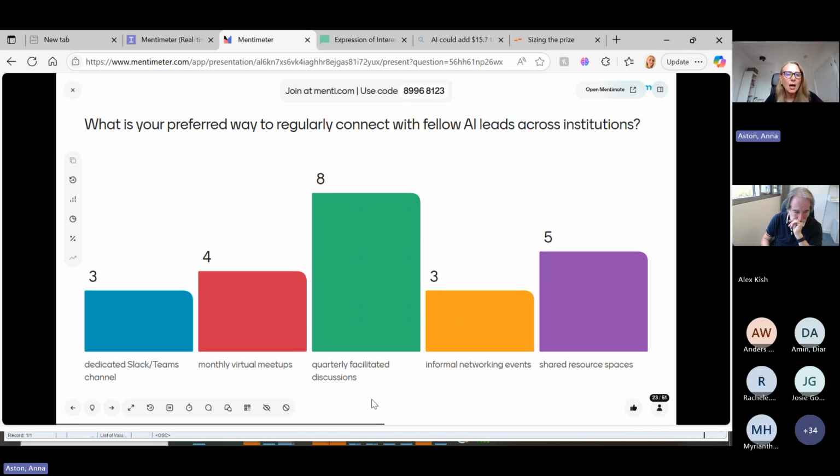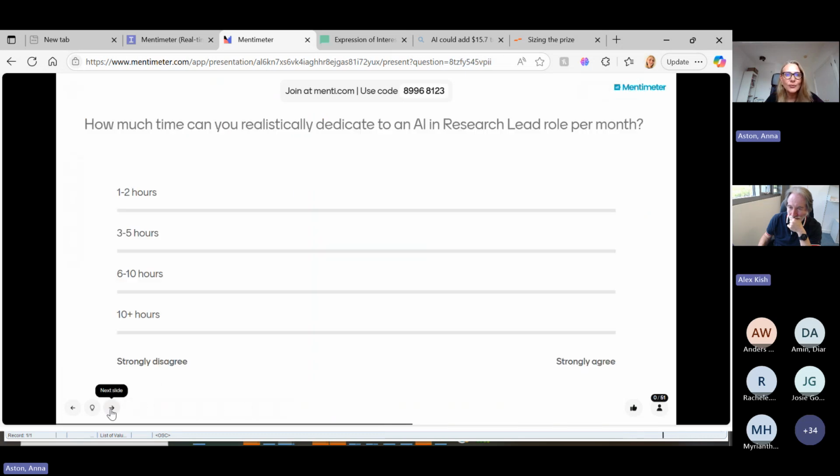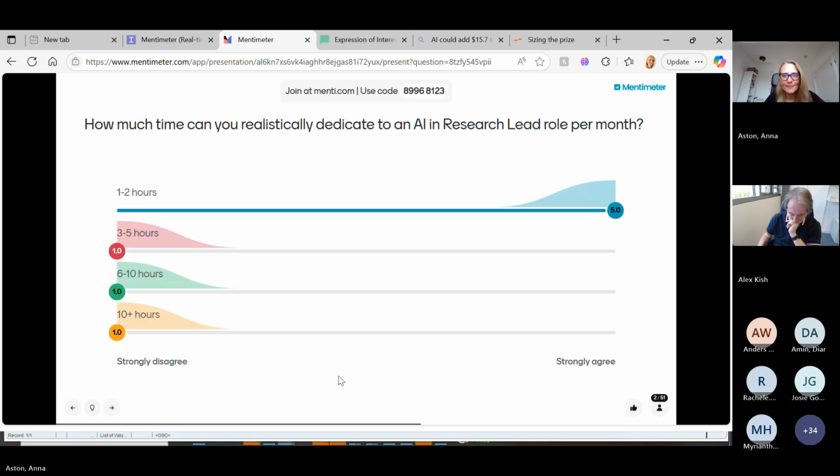Okay, so it looks like quarterly facilitated discussions. That's really good. We'll see how the program is going to grow. I think it will be global at the beginning, but then maybe we can reshuffle this. We'll have to see if that will be thematic or geographic reshuffling, what will suit you better in the future. Okay, thank you so much. Let's move to the next question. How much time can you realistically dedicate to an AI research role per month? So the question is, okay, so a lot of people, 1 to 2.